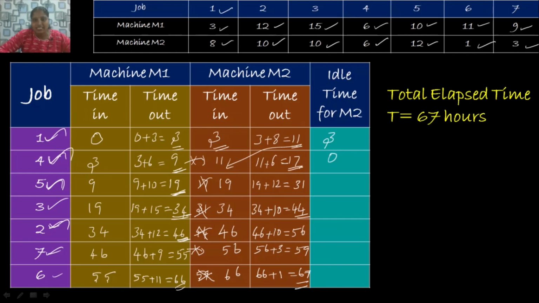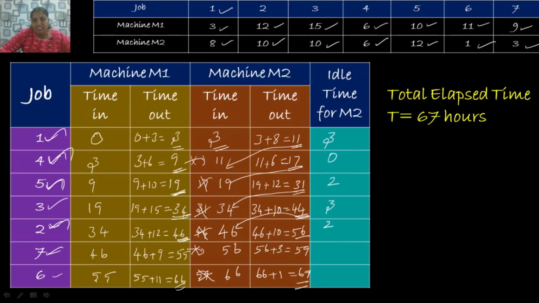At 17 hours it has completed its processing time, but it gets a job at 19 hours only, so it has to wait here for 2 hours to get a job. So that is the idle time. At 31 hours it has completed its processing time, but it has to wait until 34 hours to get a job. Here it has to wait for 3 hours. So that is the idle time. At 44 hours it has completed its processing time, but it has to wait until 46 hours. So it has to wait for 2 more hours to get a job. So that is the idle time.